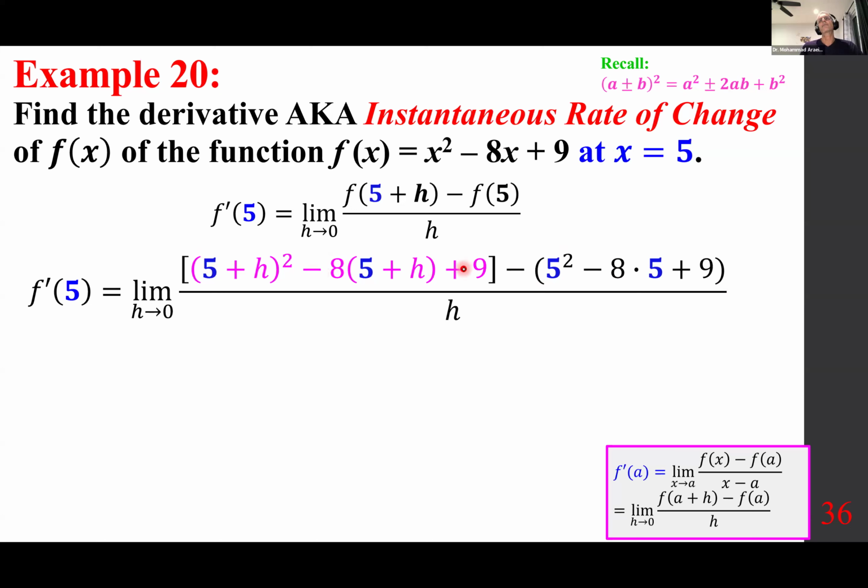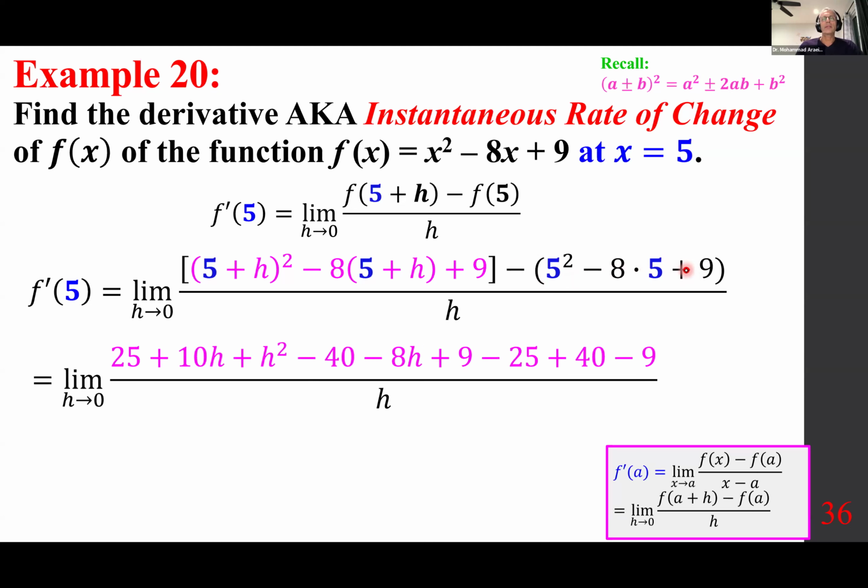This is plus 9. Now, we can simplify this or just use it the way it is. Minus 5 squared, 25. Minus 8 times 5, minus 40 becomes plus 40. And this one is minus 9. The reason I did it this way rather than simplification, the proper way is to simplify this and then apply that. Because I want you to see the following, everybody.